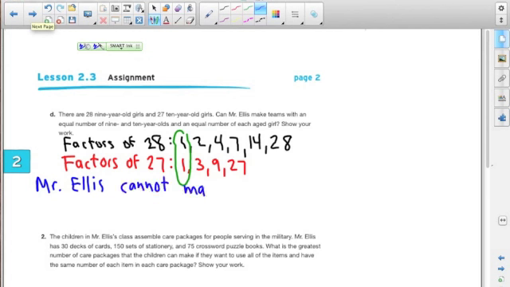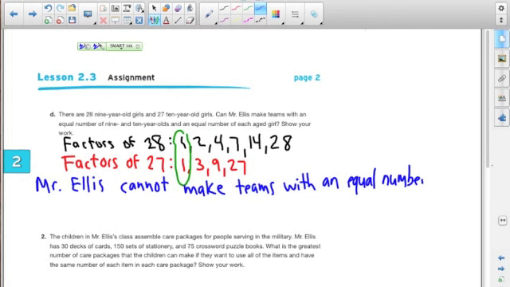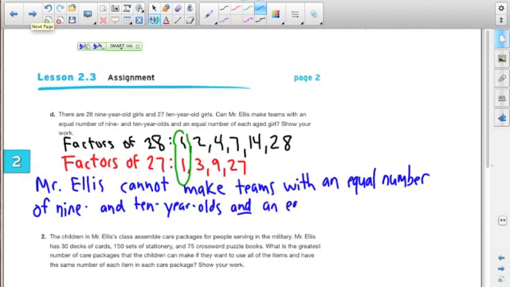So Mr. Ellis cannot make teams with an equal number of 9 and 10-year-olds and an equal number of each aged girl because 56, the number of 9-year-old children, 42, the number of 10-year-old children, 28 and 27 do not have a factor in common other than 1. So the only way we can get them into equal groups is if we just take one big group.